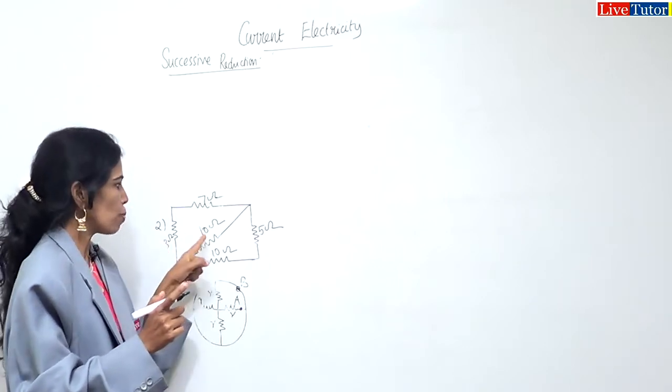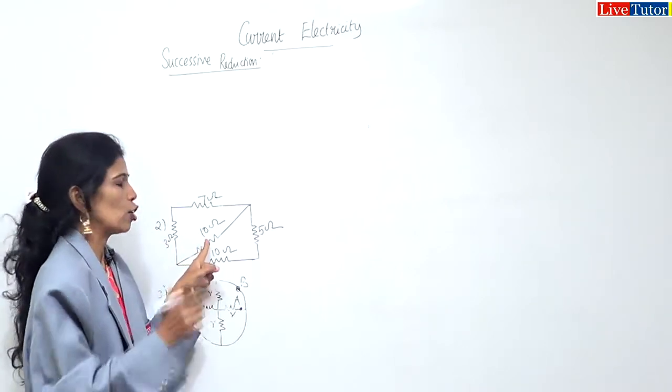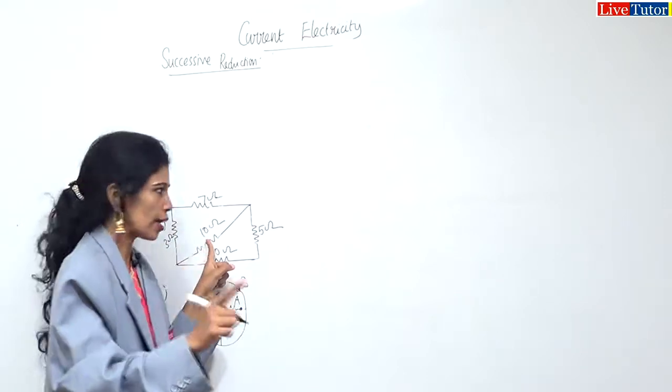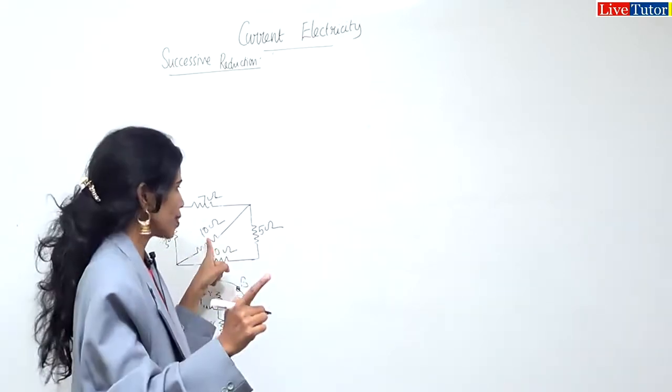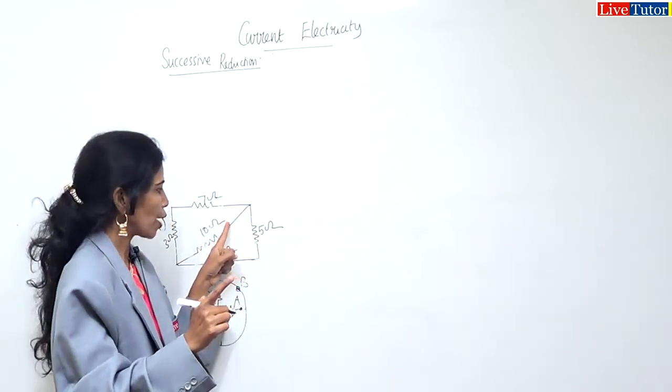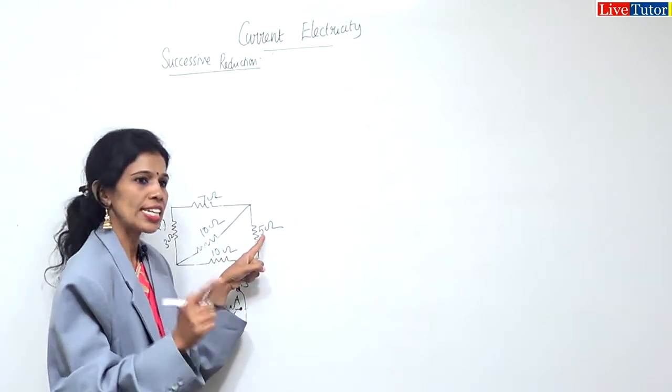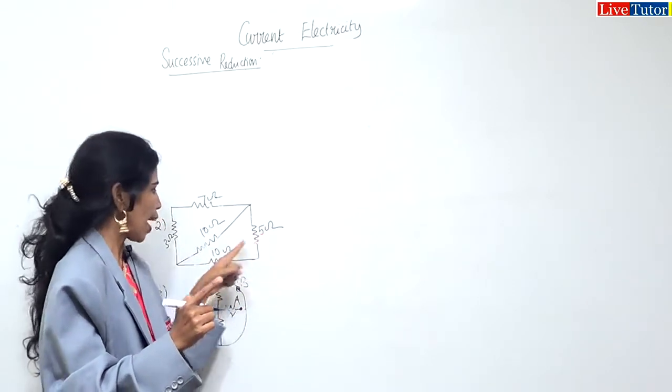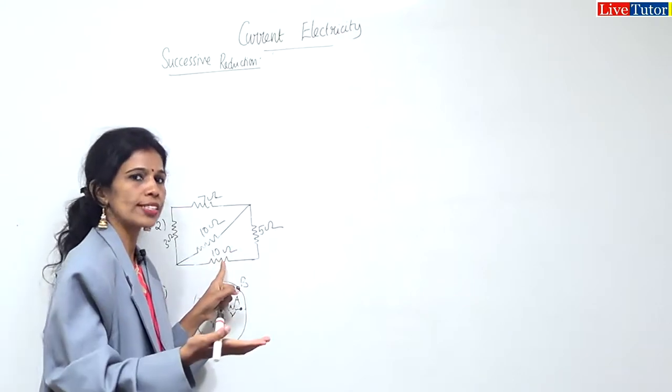Now this 10 ohm and 10 ohm are in parallel. 10, 10 parallel. So half of the value. So the answer is 5 ohm. So 5 ohm plus 5 ohm are in series. So 10 ohm. 10 and 10 are in parallel. So the answer will be 5 ohm.